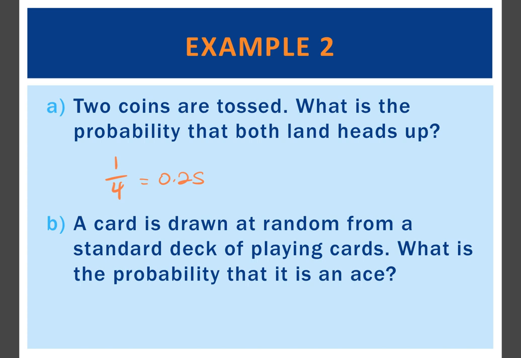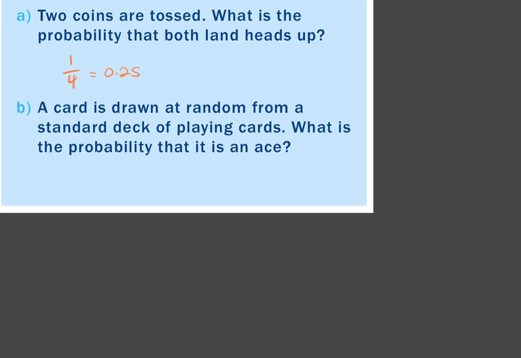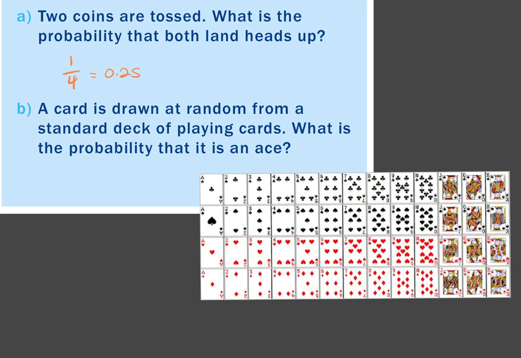Right, B: a card is drawn at random from a standard deck of playing cards. What's the probability that it's an ace? Learn a deck of cards. So there are 4 suits. There are 2 black suits and 2 red suits. The black suits are clubs and spades. The red suits are hearts and diamonds, okay? There are 13 cards of each suit.